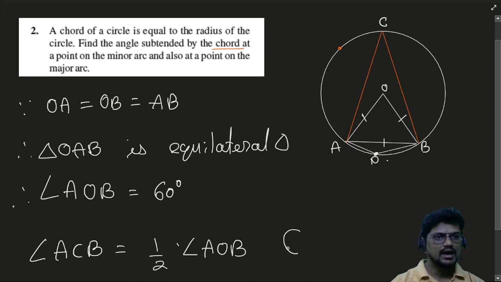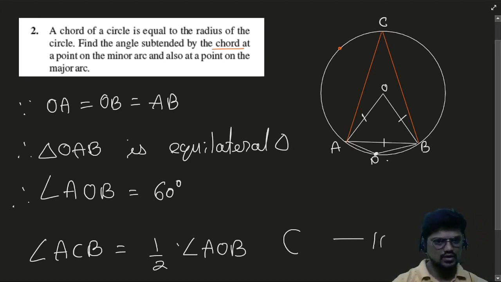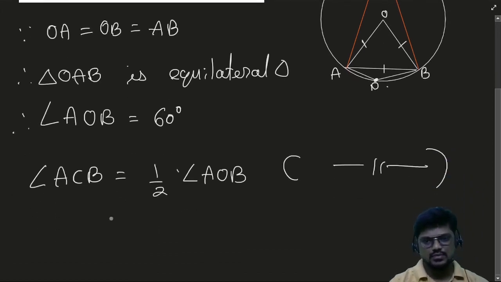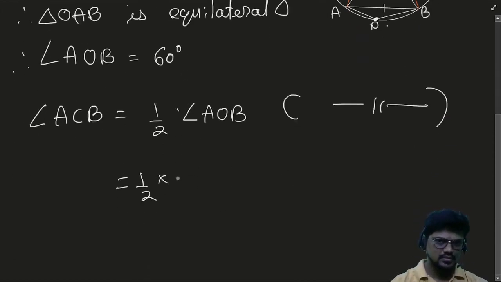The reason is that the angle subtended at the center of the circle is double the angle subtended at any point on the circle. Angle subtended by the same arc at the center of the circle is double the angle subtended by the same arc at any other point on the circle. That's the reason you will write. I will not be writing that reason, that's a very big statement. So we can say half of angle AOB. AOB is 60. So the answer comes as 30 degrees. Angle ACB equals 30 degrees.